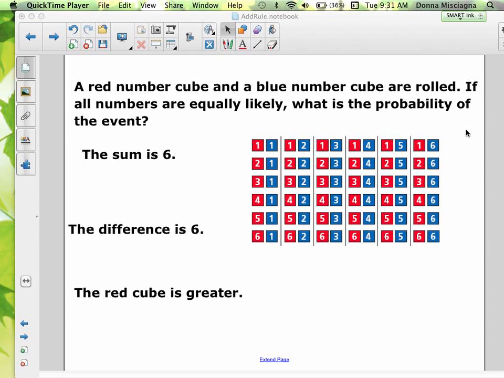Welcome. This is probability, the addition rule. So we're going to solve some problems together as well as learn some more things about probability.